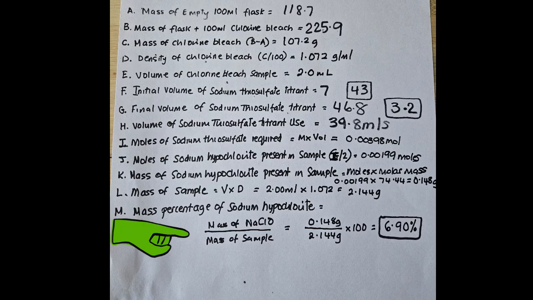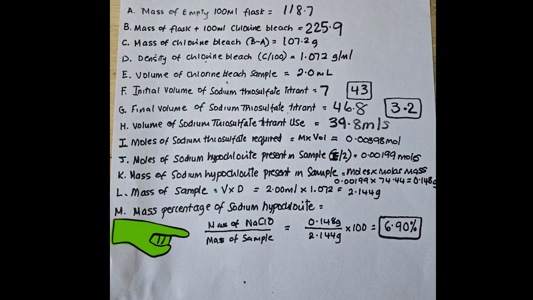So finally, we can calculate the mass percentage, and this is calculated by dividing the mass of the solute by the mass of the total sample. So we take 0.148 grams divided by 2.144 grams times 100, which gives us a percent concentration of bleach, or sodium hypochlorite, of 6.9%.